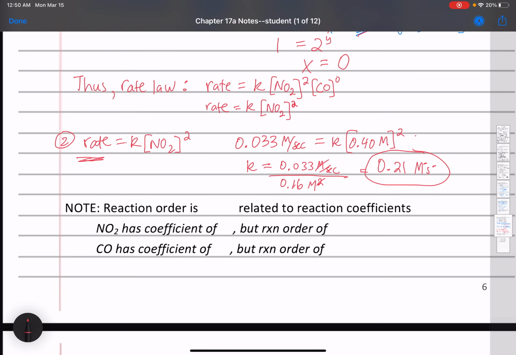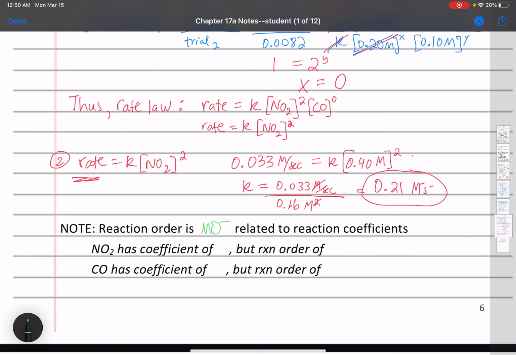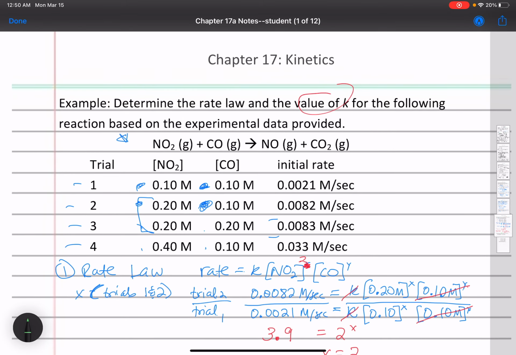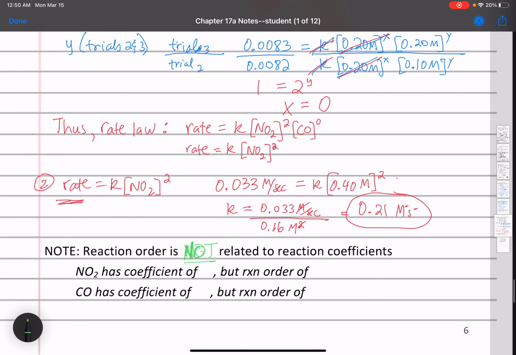All right, so an important thing to note here is that the reaction order is not related to reaction coefficients. So if we look at the equation here, everything in this reaction has a coefficient of 1. The NO2 has a coefficient of 1, and the carbon monoxide has a coefficient of 1. But the NO2 had a reaction order of 2, and the CO had a reaction order of 0.